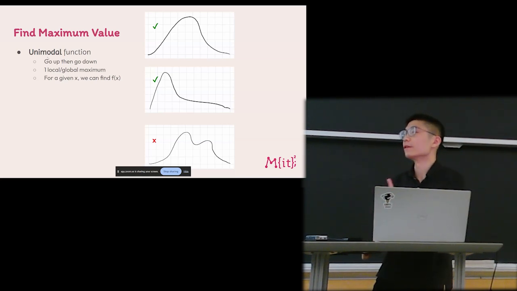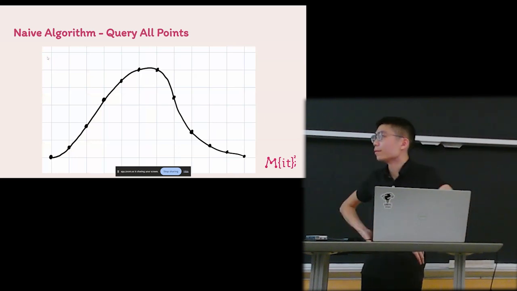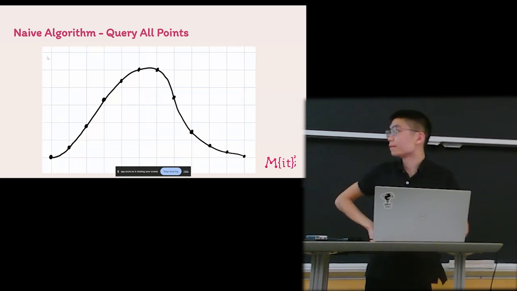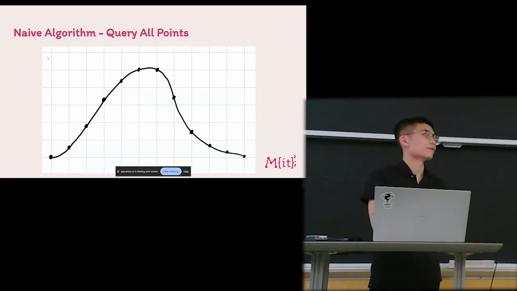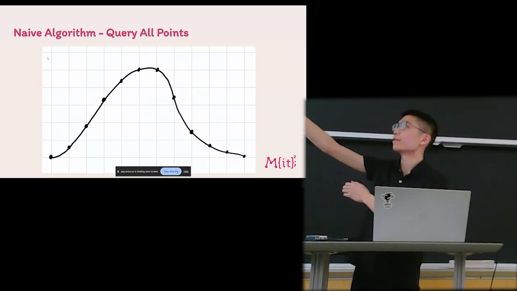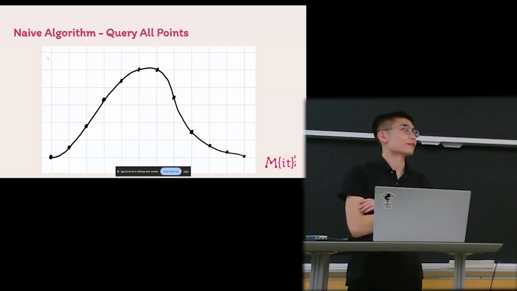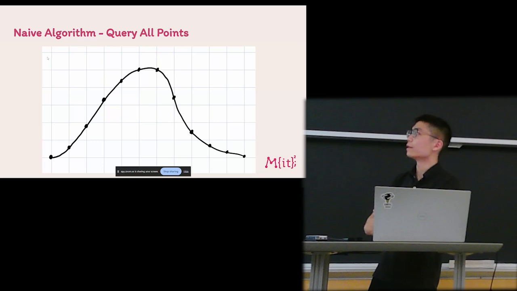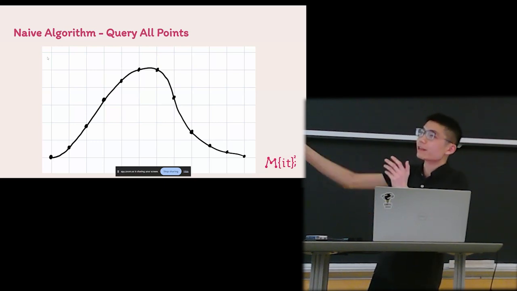And then you also need an additional property, which is that you can evaluate your function at x. What that means is, let's say we want to evaluate our function at a bunch of points. You're not actually given the function, you can just evaluate it. Your algorithm doesn't actually see this curve. Your algorithm sees the points on the curve, and from those points it needs to figure out where the maximum value is.